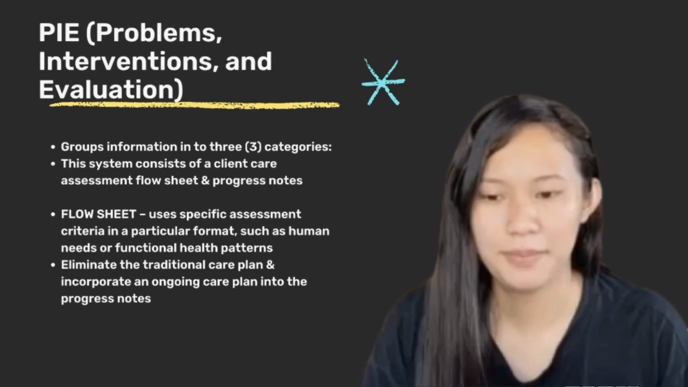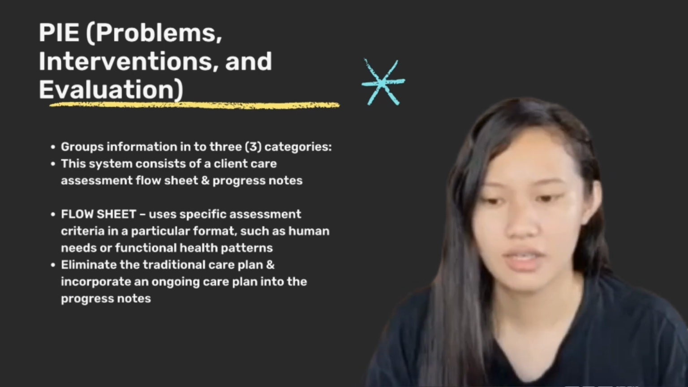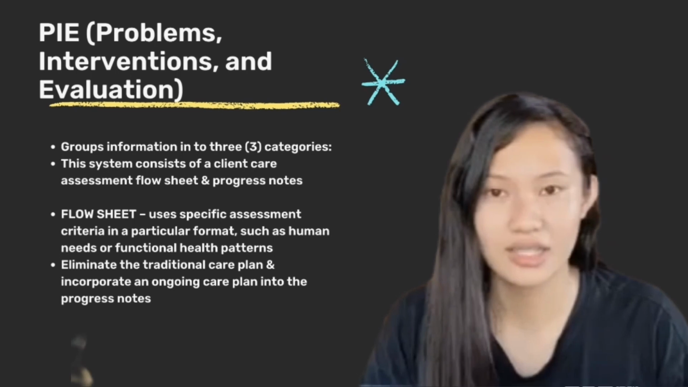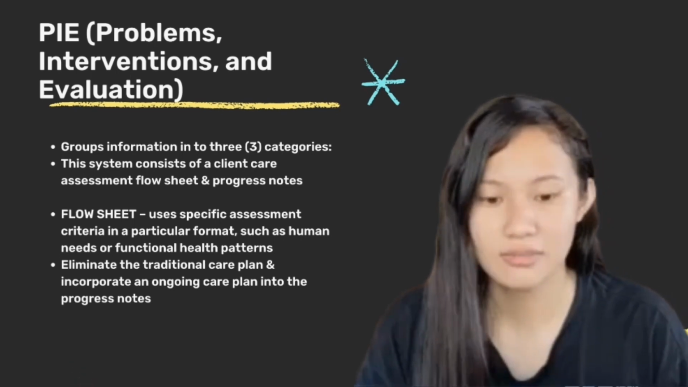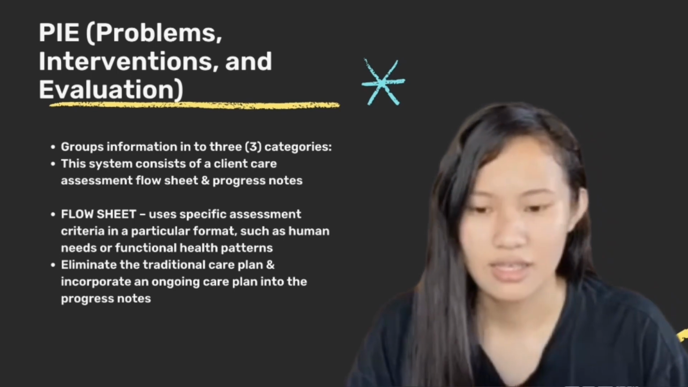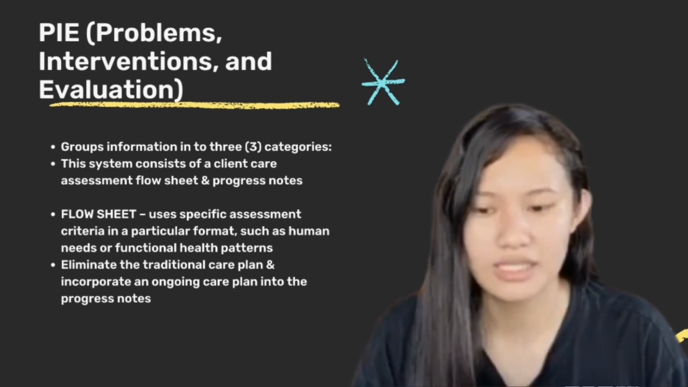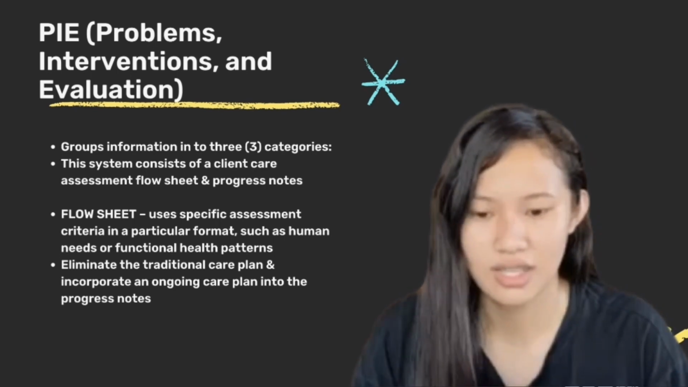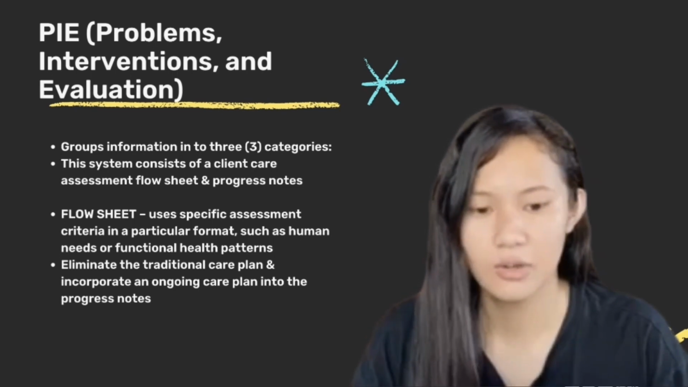Number 5. PIE, or Problems, Interventions, and Evaluation, groups information into 3 categories. This system consists of a client care assessment flow sheet and progress notes. The flow sheet uses specific assessment criteria in a particular format, such as human needs or functional health patterns. It eliminates the traditional care plan and incorporates an ongoing care plan into the progress notes.